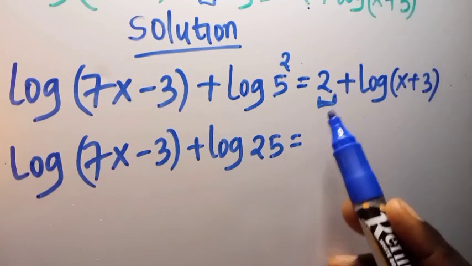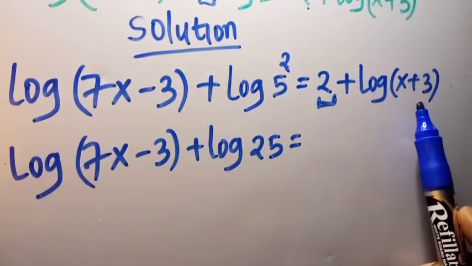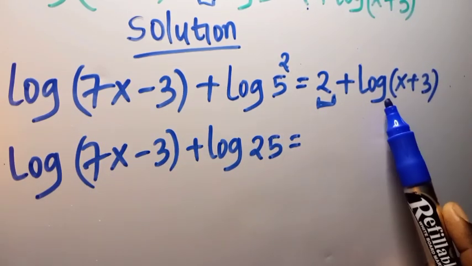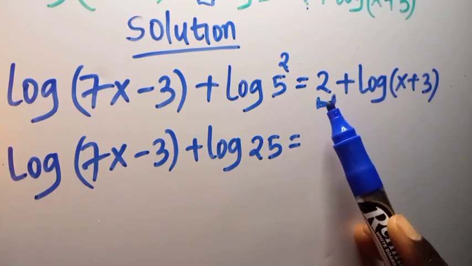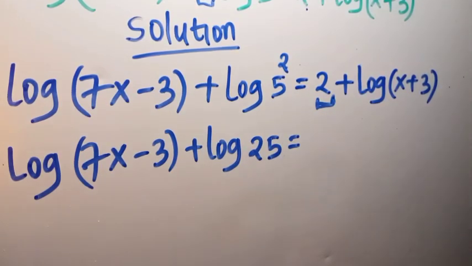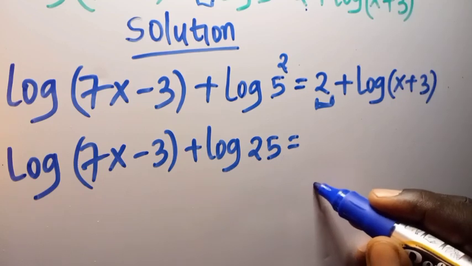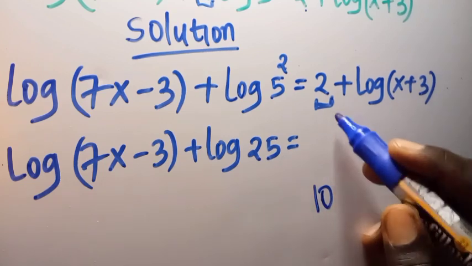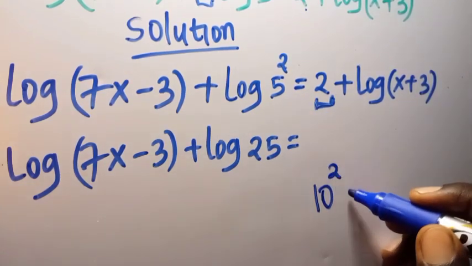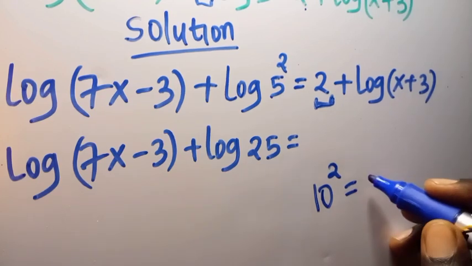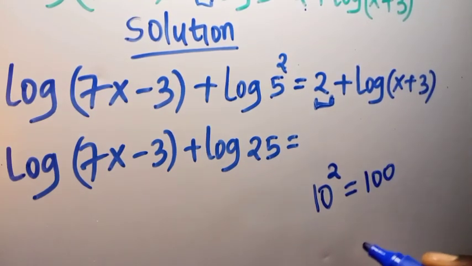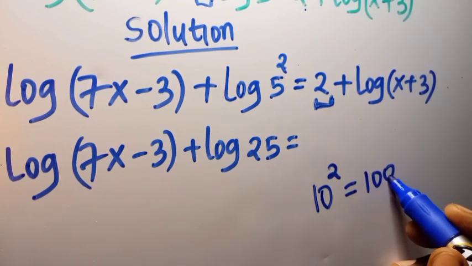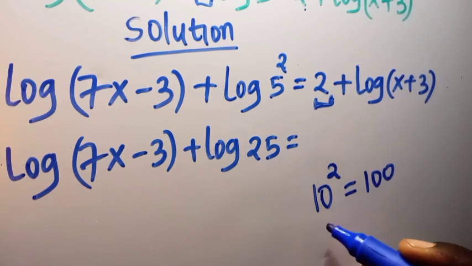Now, for us to introduce logarithms, remember these are logarithms of the same base. This is logarithm to base 10, and this is logarithm to base 10, and this is logarithm to base 10. Now, because they are logarithms to base 10, we shall have 10 raised to this number, that is 2. What do we have? 10 raised to 2 is 100. And therefore, in logarithms, we shall write the logarithm of 100 to base 10.